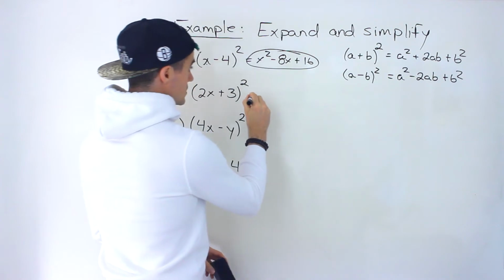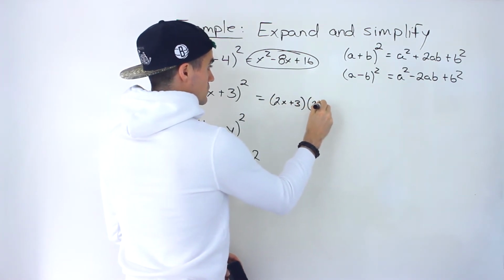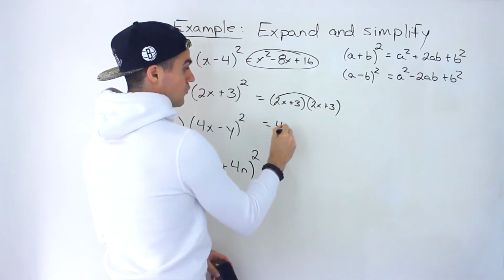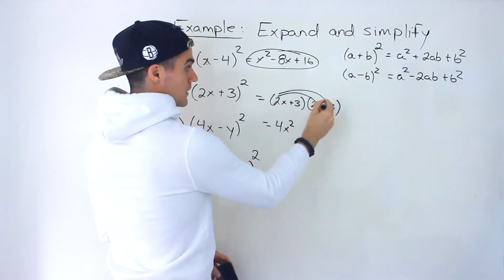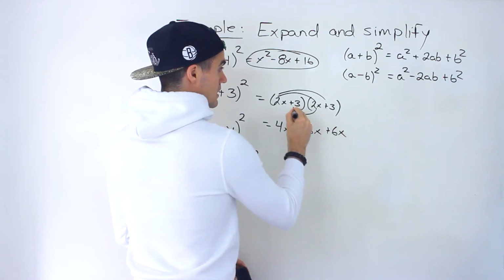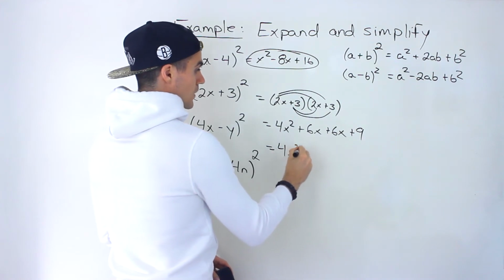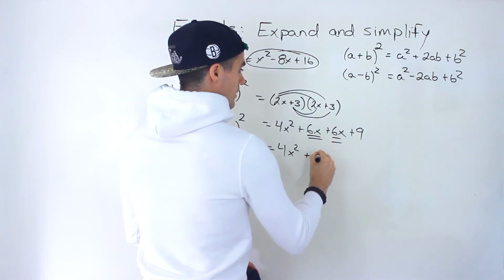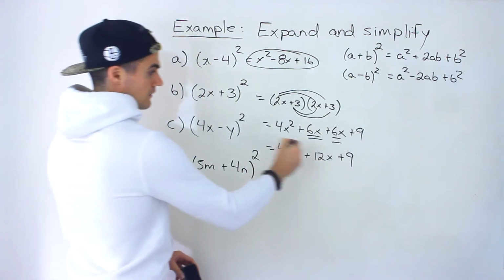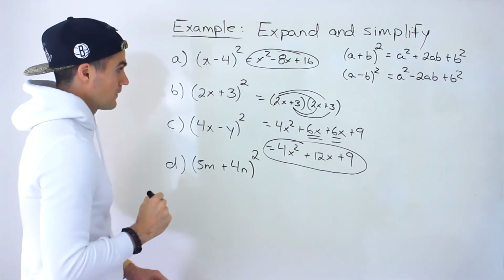So 2x plus 3 squared, so that would be like 2x plus 3 times 2x plus 3. We'll have 2x times 2x, which gives us 4x squared. 2x times 3 would give us 6x. 3 times 2x would give us 6x. And then 3 times 3 would give us 9. 4x squared, these are like terms. That would be 12x plus 9, like that, right? And then there's no more like terms over here. So that ends up being the final answer.